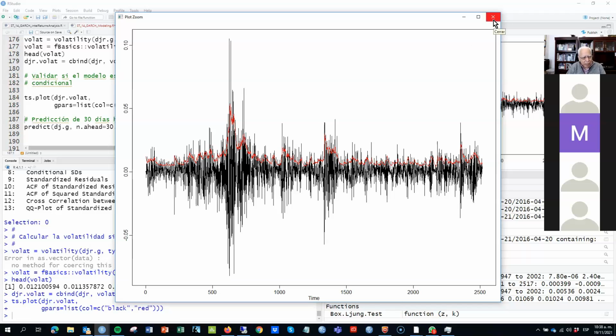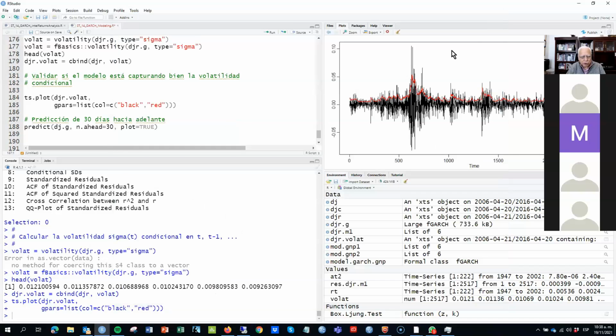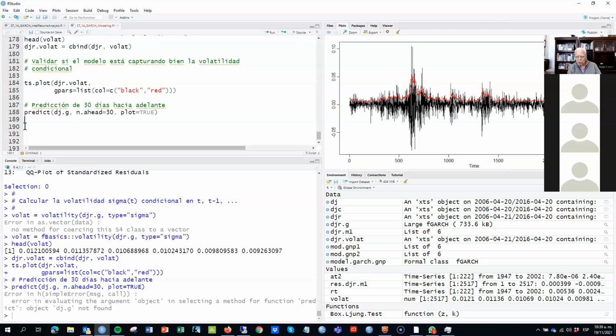And I can predict the future with the function predict. So I use predict and then specify the model, the number of periods ahead, and plot equal to, so it generates a plot. If I do my prediction, since I said plot, what did I say? It gave me an error. It's DJ returns .g is the model.